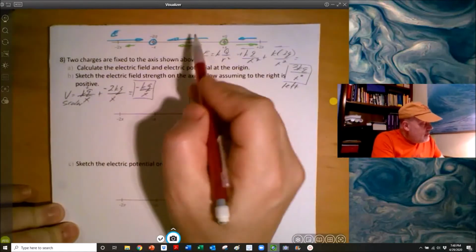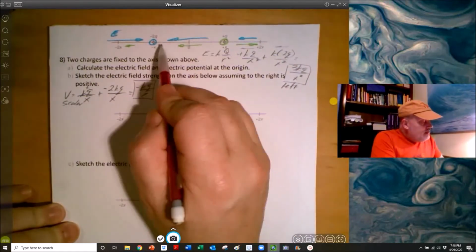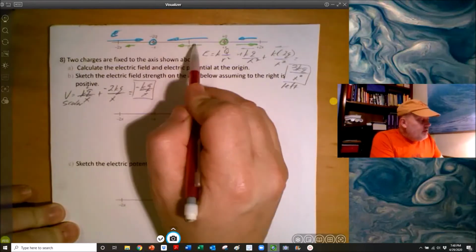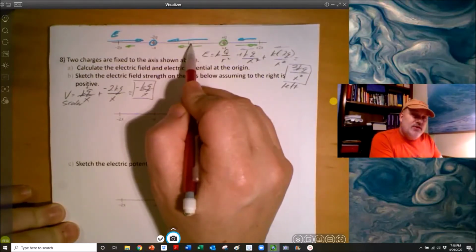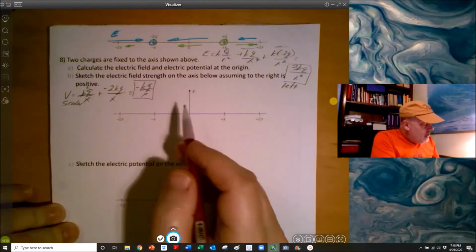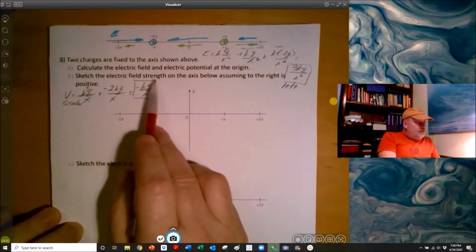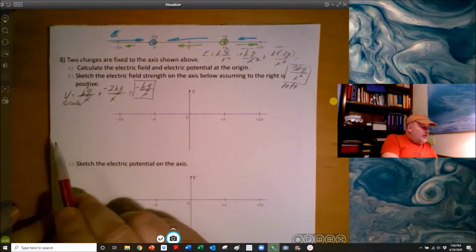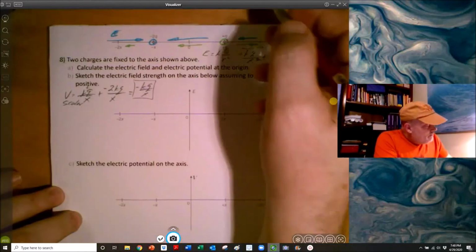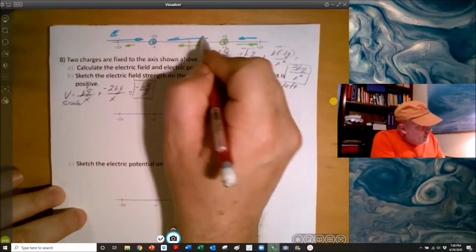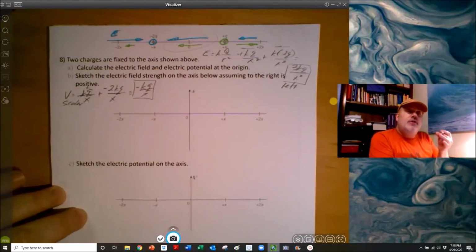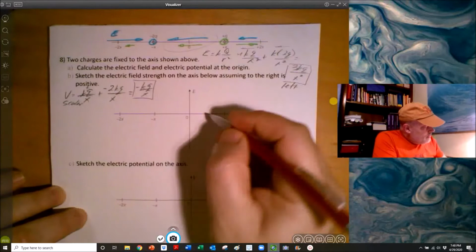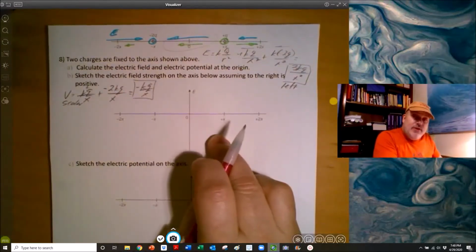And that makes sense. It's halfway between these two. They're the same distance away, but this is a larger negative charge, so this should have a negative potential right here. All right, next question. Sketch the electric field strength on the axis below, assuming right is positive. Okay, so look in the center. See how it points to the left? We're going to get a negative electric field in that region. So our electric field should be negative down here.